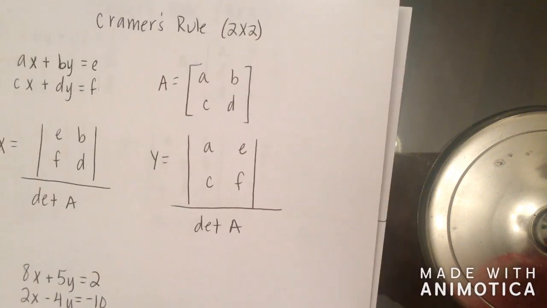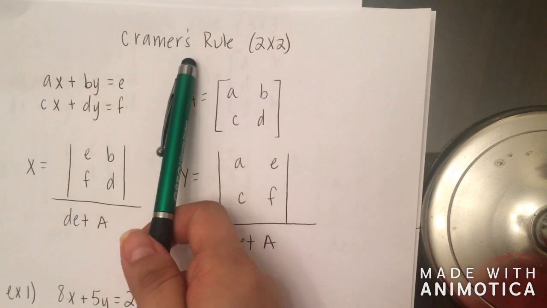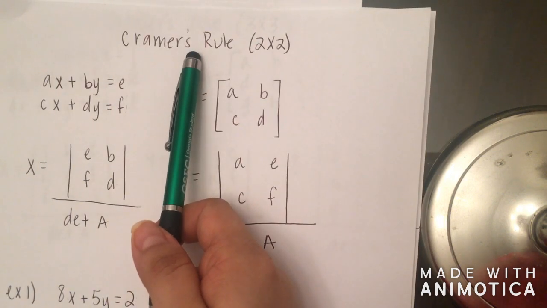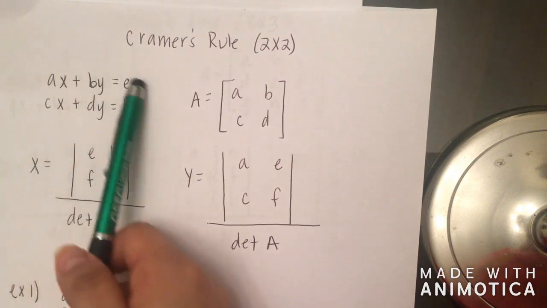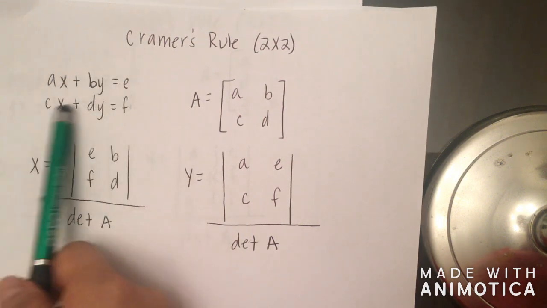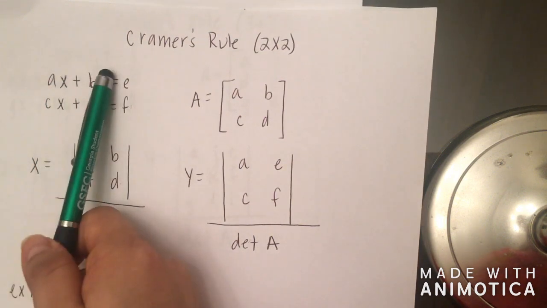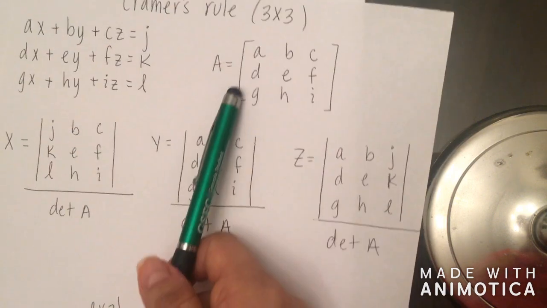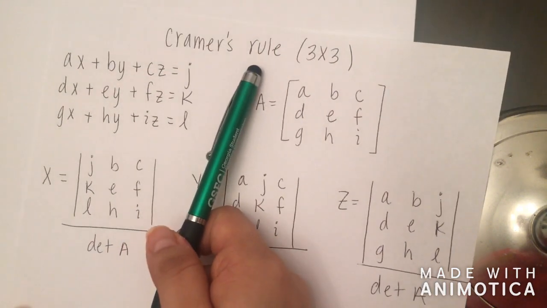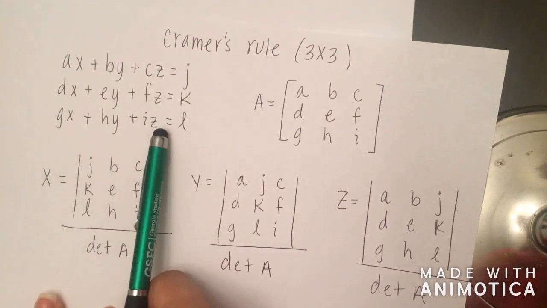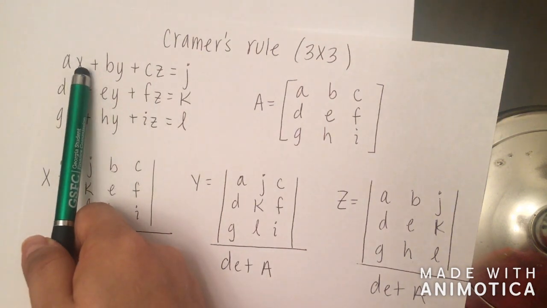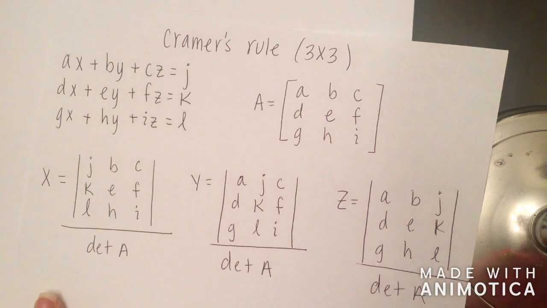Okay, so in this video, we are going to use Cramer's rule to solve a system of equations. In this case, it's a system of two equations, two unknowns. So here are two equations. The two unknowns would be the x's and the y's. And then we are going to use Cramer's rule to solve a 3x3 system, which has three equations and three unknowns, those being the x's, the y's, and the z's.